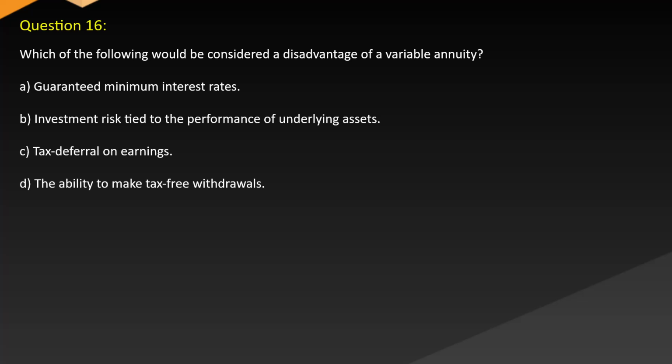Question 16. Which of the following would be considered a disadvantage of a variable annuity? A. Guaranteed minimum interest rates. B. Investment risk tied to the performance of underlying assets. C. Tax deferral on earnings. D. The ability to make tax-free withdrawals.